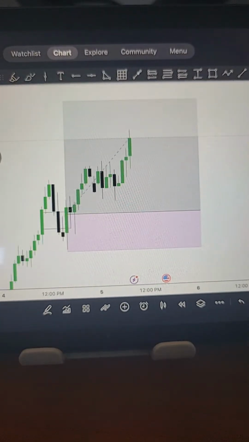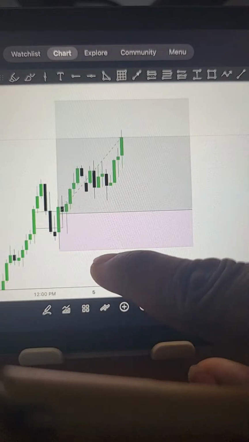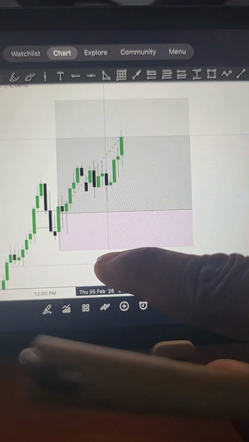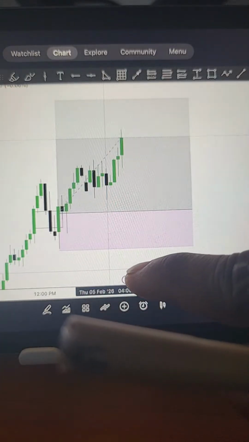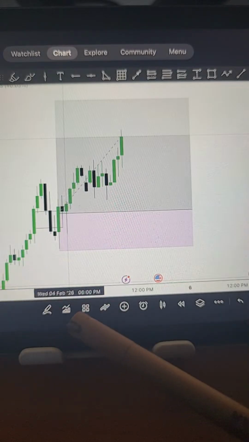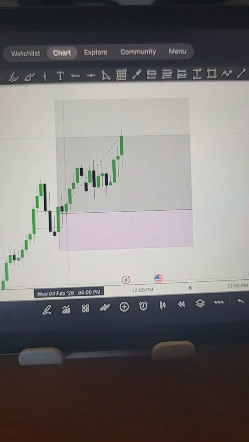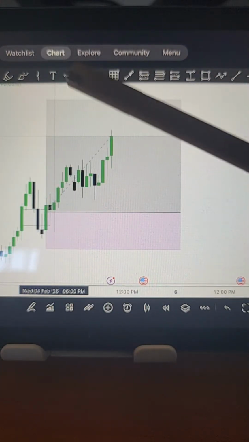Yesterday I took this trade about 6 p.m. West African time. That's when I saw the movement and I was able to get involved in this trade. So I've been on this trade since yesterday night, 6 p.m., and I'm going to be holding it all the way to my take profits.